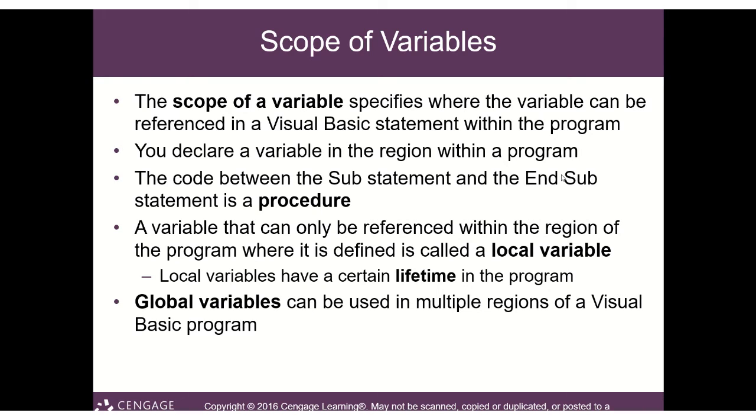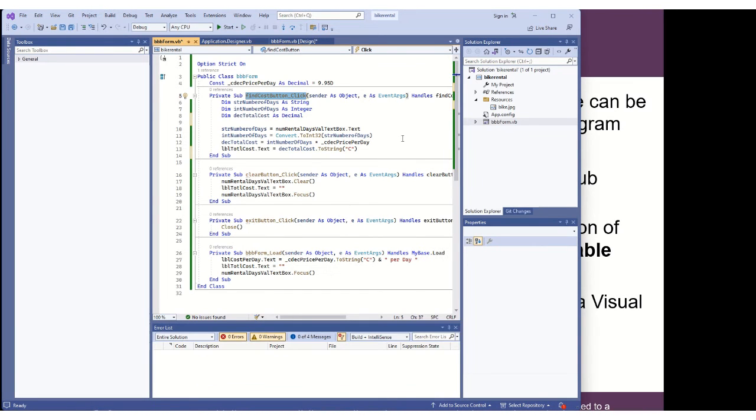A variable that can only be referenced within the region of the program where it is defined is called a local variable. Local variables have a certain lifetime in the program. Global variables can be used in multiple regions of a Visual Basic program. So here this one is a global variable, but these ones are the local variables.